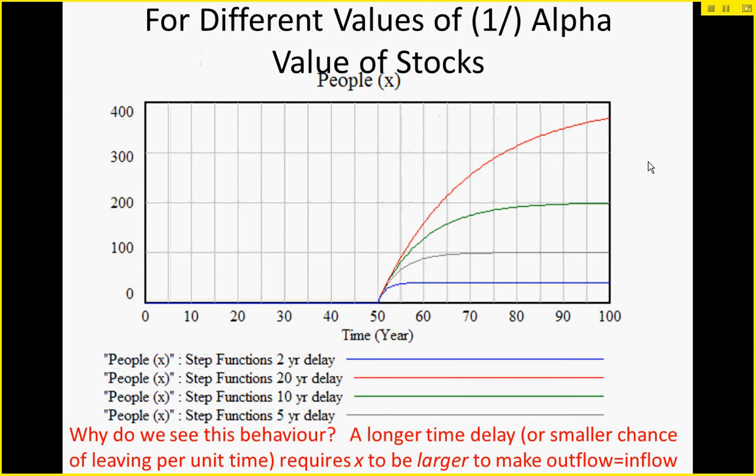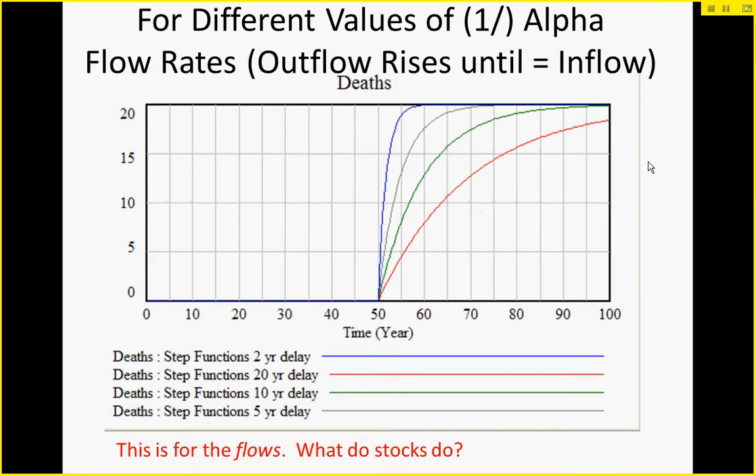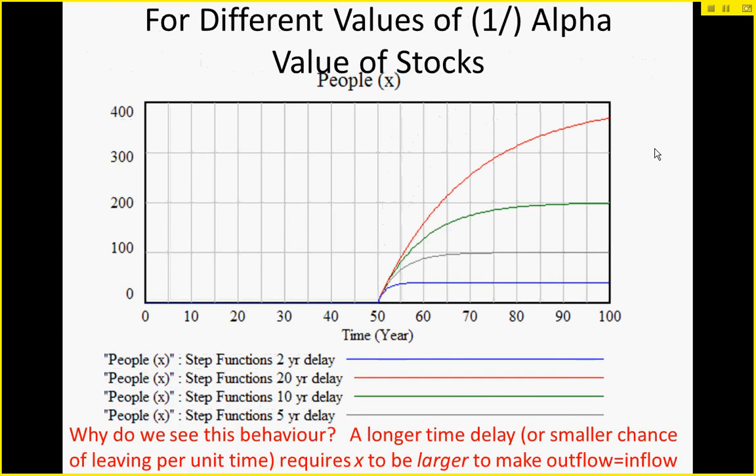By the way, these are the values of the stock. You'll notice that with a 20-year delay, a 0.05 chance per unit time, it takes a long time for the outflow to follow the inflow. What do you think the value of the stock has to do there? It has to get very what? It has to build up to a very high level to make that happen. So it has to go up to a very high level. Meanwhile, a 5-year delay has to build up to a smaller level, a 2-year delay a smaller level yet, for the inflow to equal the outflow.